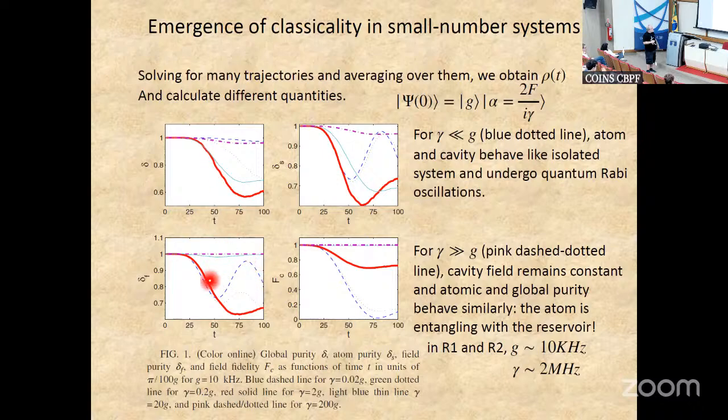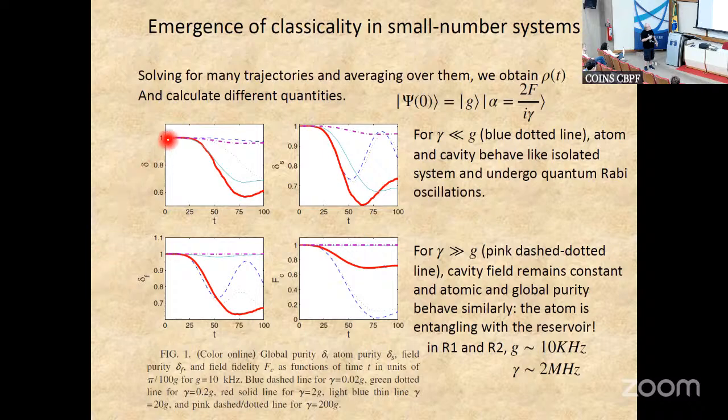So we just need to focus on the dotted blue line, which is Rabi oscillations, the limit of gamma much smaller than G, and the pink dash-dot line, which is gamma much larger than G. So if you look here, for gamma much larger than G, the state of the cavity remains the same all the time. The purity obviously remains the same all the time as well. So what's happening here is that in this limit, the state of the cavity is not being affected anymore by the presence of the atom. Okay? However, the state of the atom is going to change, as I'm going to show.